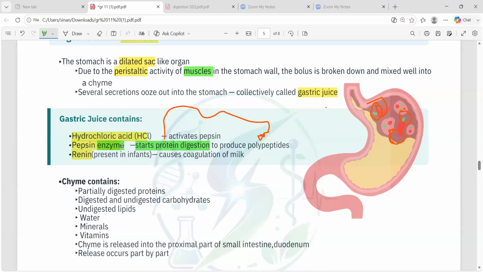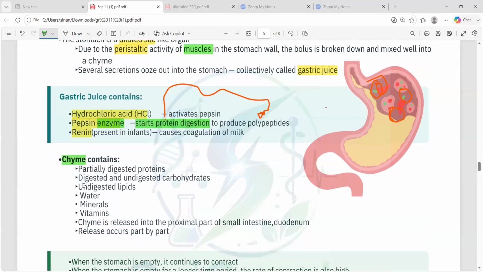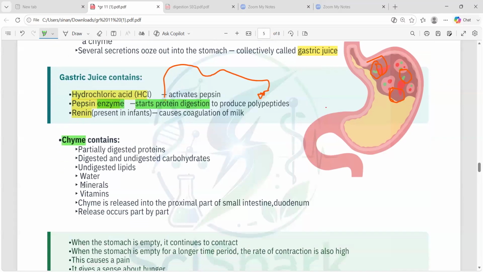That is mainly due to what? Due to the renin enzyme. Renin. Okay. Now we have the chyme. Okay, this chyme is a what? Acidic food mass, right? Chyme is an acidic food mass we had.